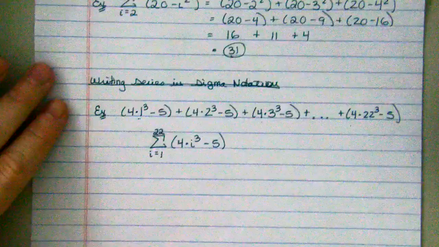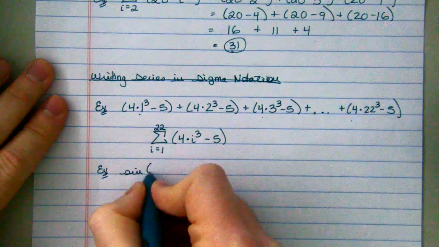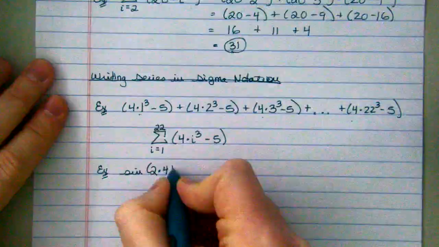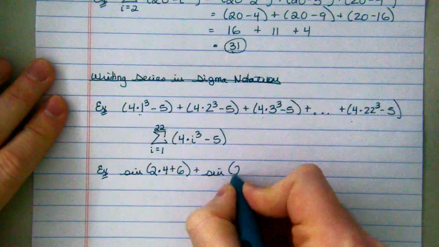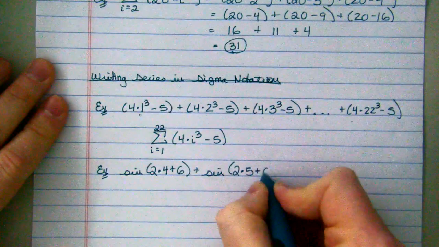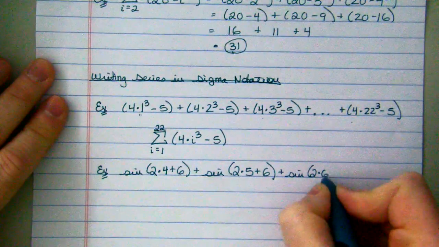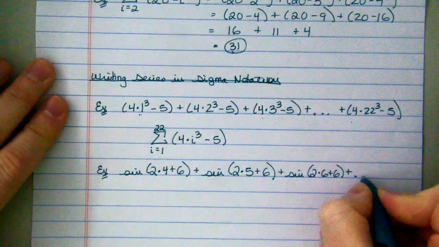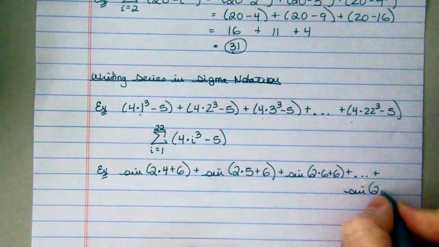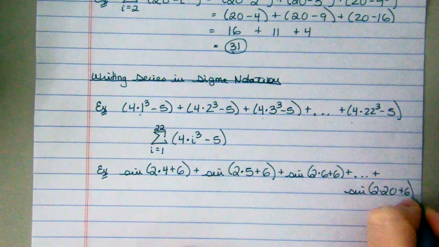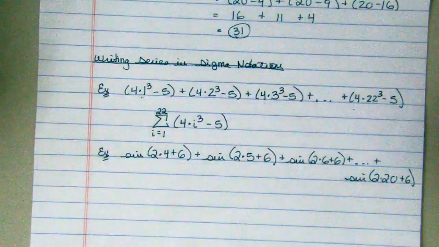I want you to try one now. The sine of 2 times 4 plus 6, plus the sine of 2 times 5 plus 6, plus the sine of 2 times 6 plus 6, plus dot dot dot, plus the sine of 2 times 20 plus 6. Get it copied down and see if you can write this in sigma notation.